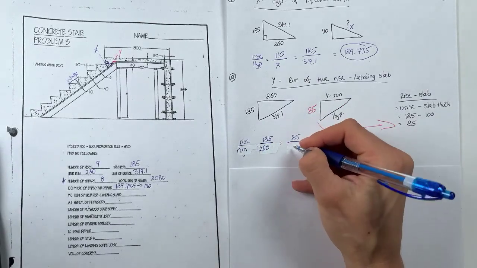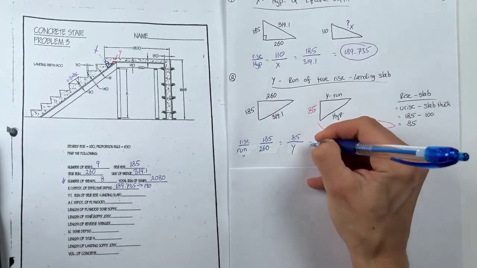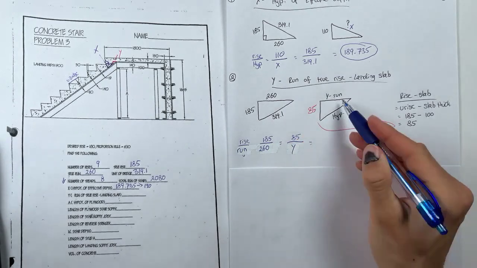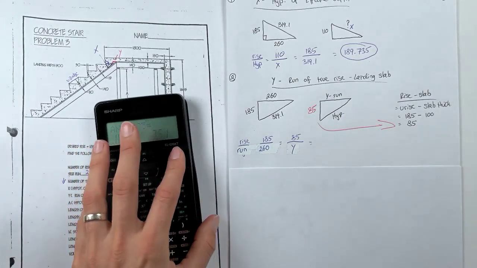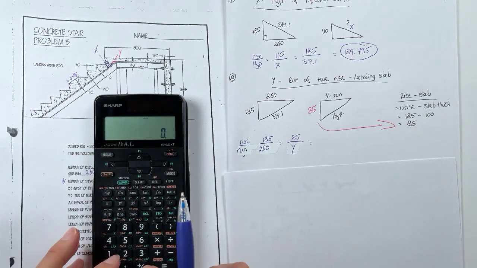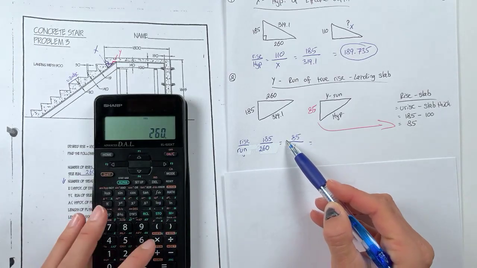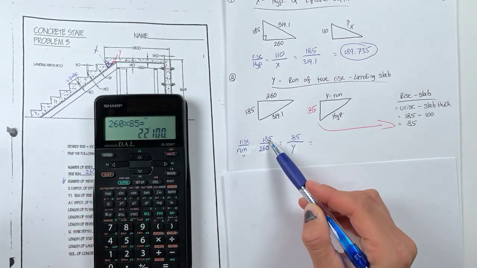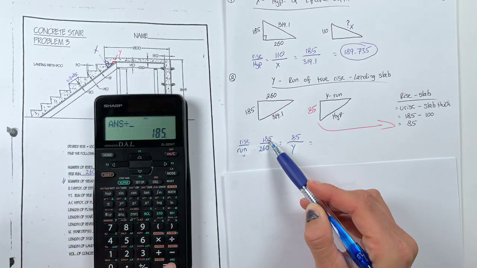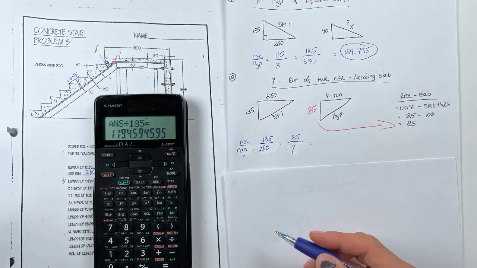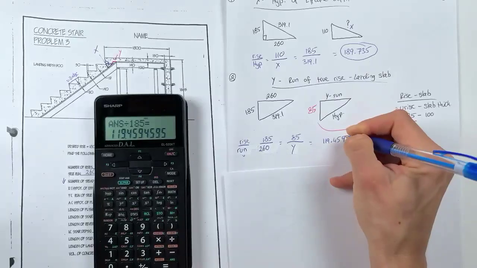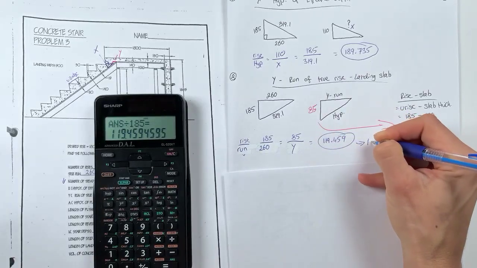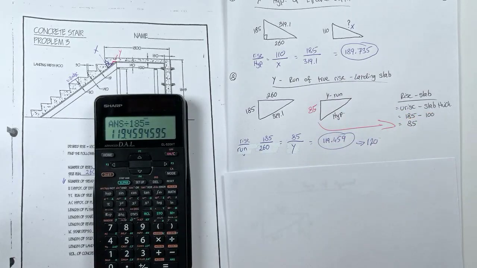85 over y. That was correct right there. Okay, right, because the unit run that we're trying to find. Alrighty, so cross multiply and divide just like before. 260 multiplied by 85 divided by 185. 119.459. Perfect. And we can also call that 120.